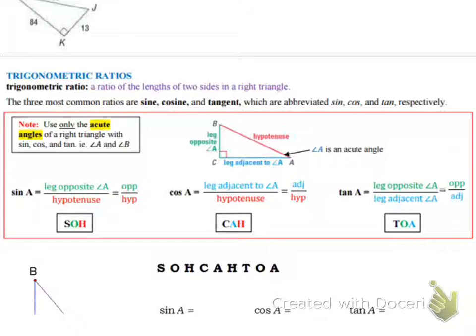So SOHCAHTOA, say it over and over until you remember it. If you don't know this on the test, you don't do well on the test. It's just that simple. This one little saying can be the difference between you passing the test and failing a test. So if you have to say it over and over tonight, do it. You're going to use it now, in Algebra 2, in pre-calculus, in calculus, and pretty much every math class after. SOHCAHTOA is that important.